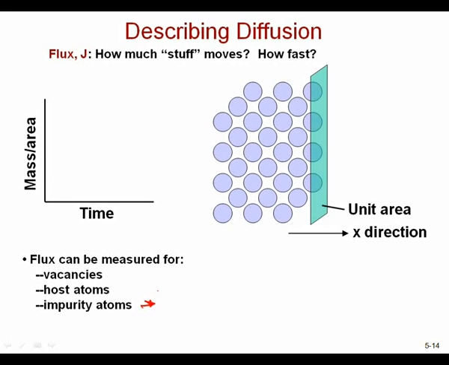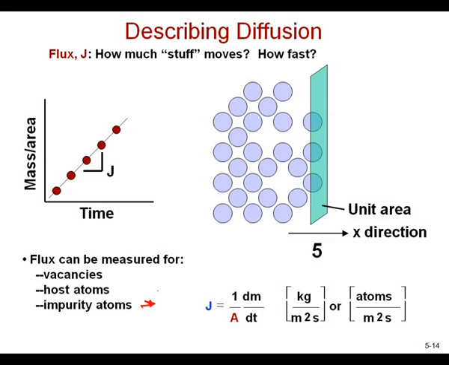Okay, let's put these in order. So that, well, we'll come back to that. Okay, so that's what flux is. How much stuff is moving and how fast. And so flux is effectively the slope here, right? And that's the unit we measure. Slope here on this curve if we're doing mass per unit area versus time.